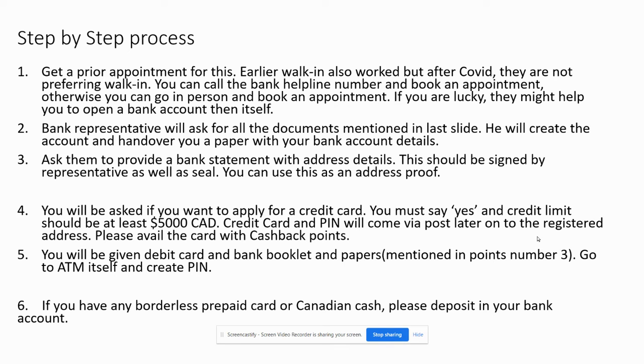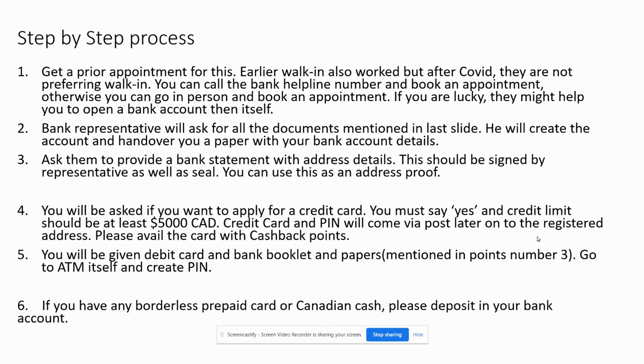You will be asked if you want to apply for a credit card. You must say yes, and the credit limit should be at least 5000 CAD. Credit card and PIN will come via post later on to your registered address. Please avail the card with maximum cashback points.